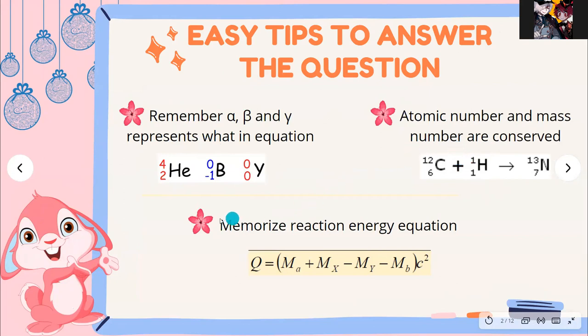The third tip is we need to memorize the reaction energy equation, which is actually the same as E equals mc squared. I'm not going to cover this part because in Amir Haziq's presentation, the example that he has given is actually good enough for us to refer to.